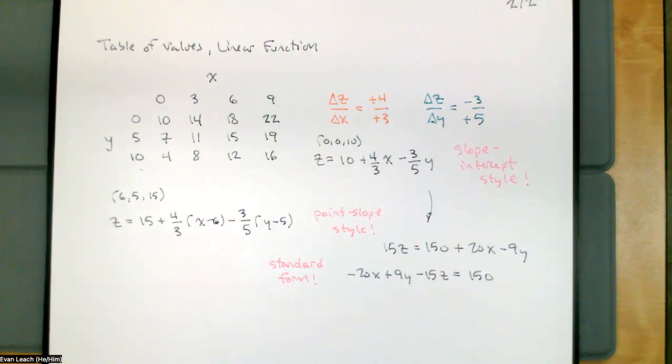This is the same standard form we would get to if we started with the point slope style and multiplied by 15. In this case, we have the 15 times 15, but we'd be getting rid of the extra stuff, with the 20 times 6 and the 9 times 5. So that stuff was canceled out.